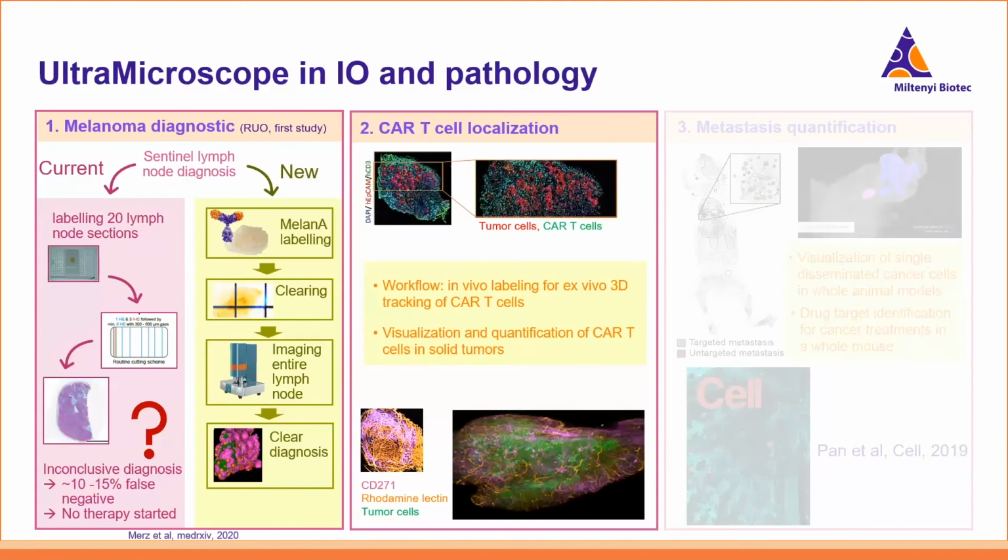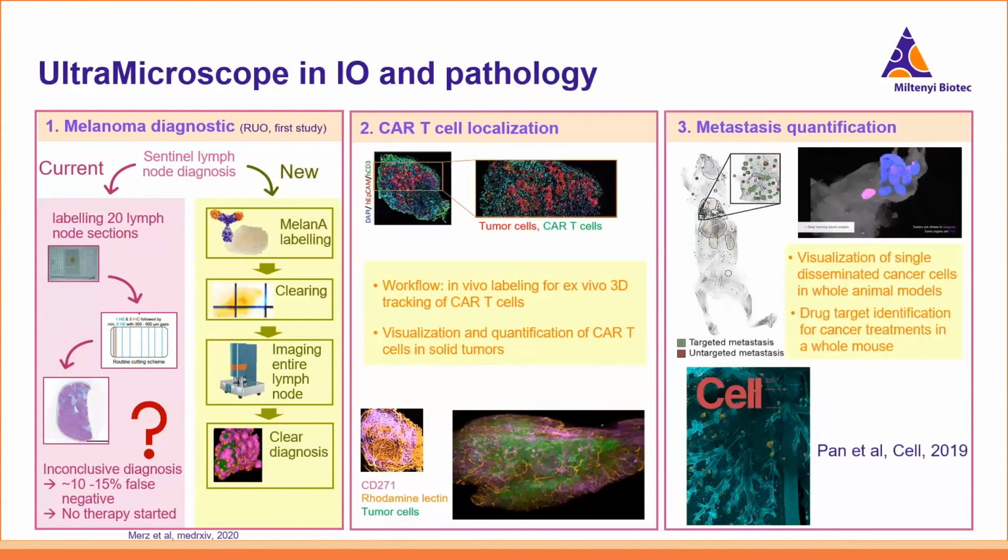Last but not least, the UM can be a powerful tool for metastasis quantification, where conventional methods such as positron emission tomography often fail to detect micrometastasis and lead to incomplete assessment of therapies. With the UM, the group of Dr.